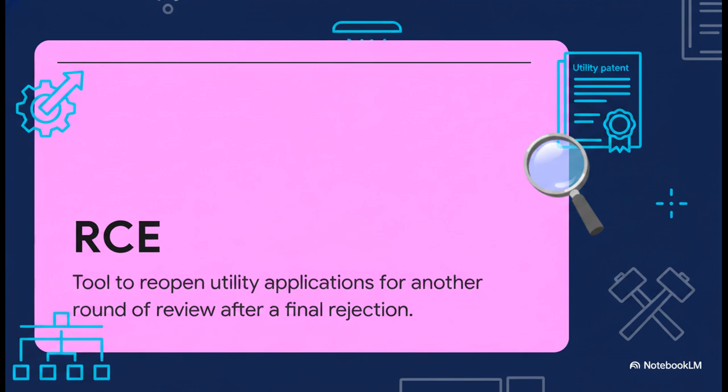There is a critical procedural difference here, though. We can easily reopen the utility application using a request for continued examination, or RCE, which is a standard procedural tool that pays for another round of review and negotiation after a final rejection. But if a design patent gets finally rejected, you can't use an RCE. Instead, you have to appeal directly to the Patent Trial and Appeal Board, or PTAB, which is an administrative court within the USPTO, and frankly, that presents a much higher hurdle.